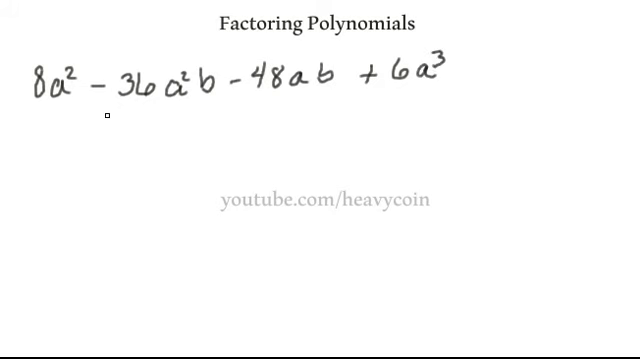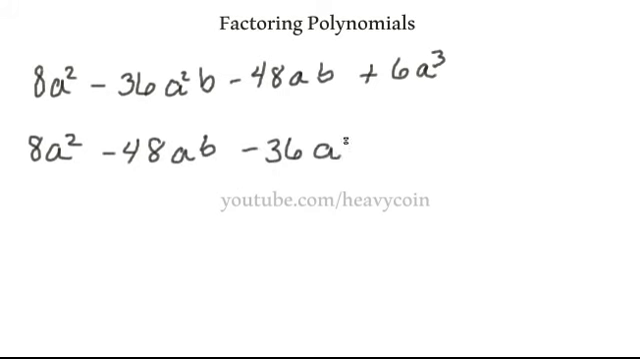Okay, and we're going to do some grouping here. Just by coincidence, the term that we regroup always seems like the third one, but remember we could write this anywhere. So we have 8a squared minus 48ab minus 36a squared b plus 6a cubed.